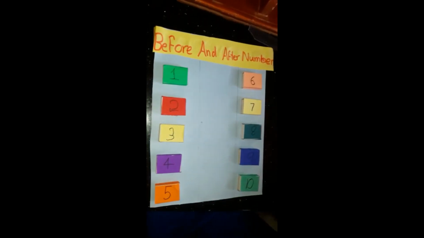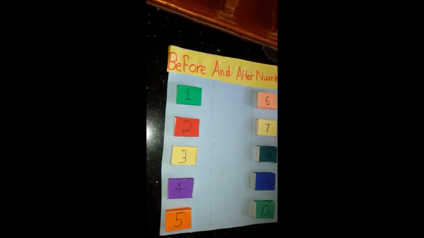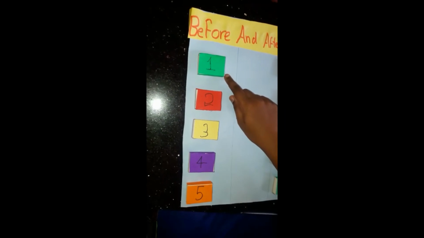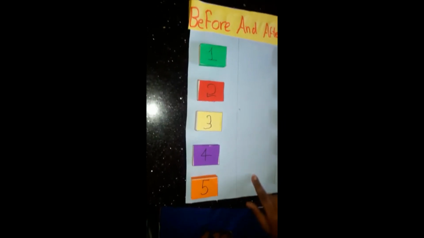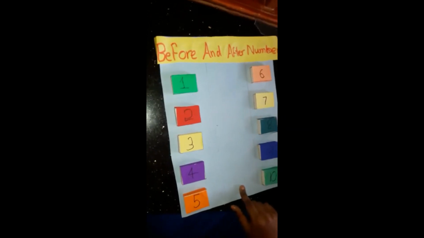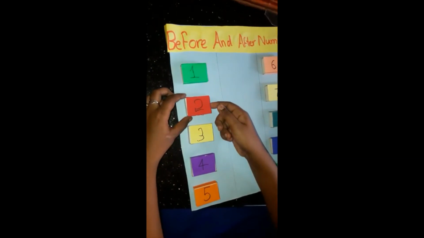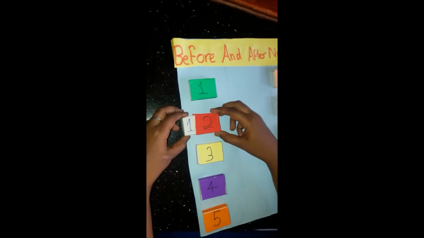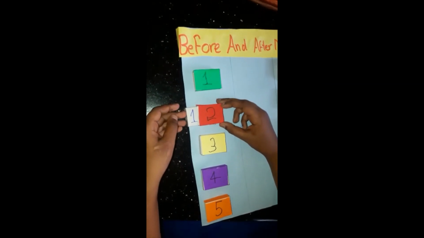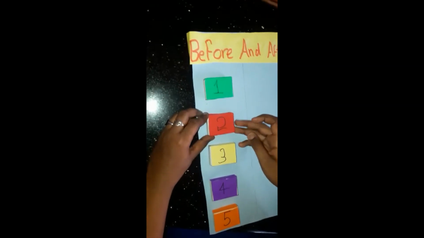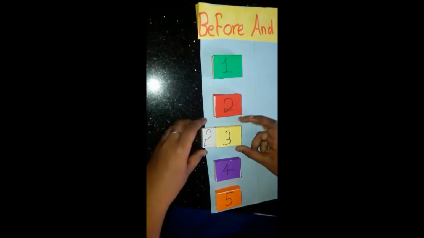2 is the answer. Today we are going to make before and after number. Ingredients are matchboards, color papers and chart. Let me show how to do this. Look at this. Before 2 is 1, after 2 is 3.